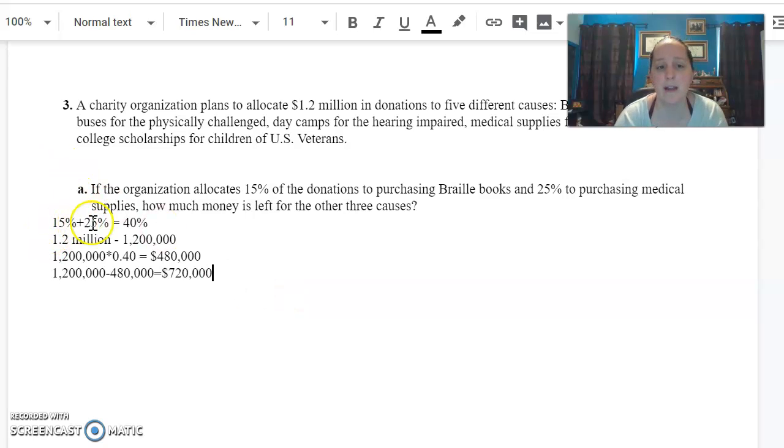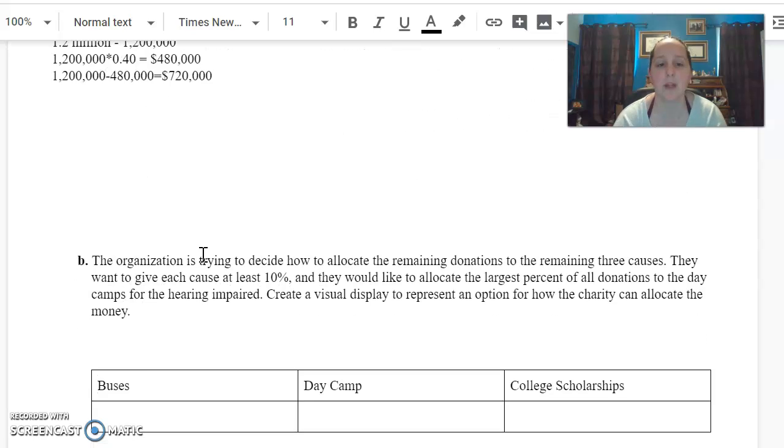So again, I added the percentages together, which is 40%. I multiplied that times 1.2 million, which gave me 480,000, and because it's a discount, I'm taking away that money from the original amount. So 1.2 million minus the 480,000 equals the 720,000.